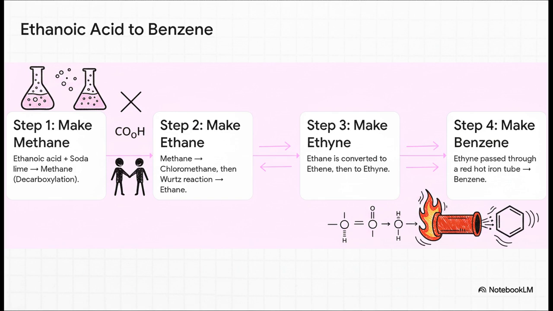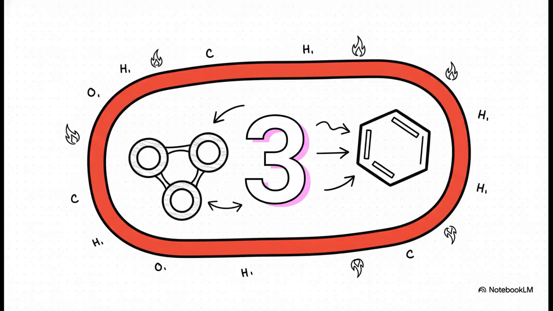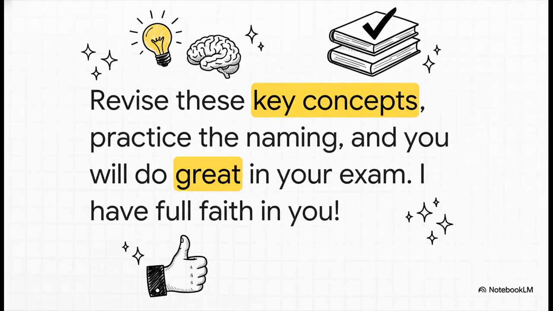And now, for the final magic trick, you take that ethene, you pass it through a red-hot iron tube at 873 Kelvin, and poof, you get benzene. And remember this number, 3. That's the key to the final step. In that red-hot iron tube, exactly 3 molecules of ethene come together. They kind of hold hands in a circle, and they polymerize to form one single, beautiful, stable molecule of benzene. How cool is that?